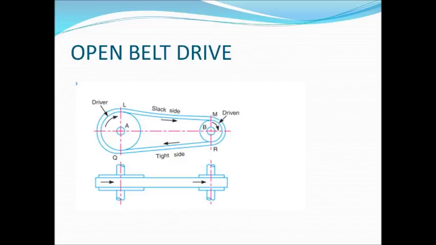Now we have the open belt drive. As you can see in the diagram, we have the driver and the driven. The top is always the slack side and the down is the tight side. What you need to know about the open belt drive is if the driver is going clockwise, the driven also goes in the same direction, which is clockwise. If the driver goes anti-clockwise, the driven as well goes in the anti-clockwise direction. And power is being transmitted, as you can see, by the belt from one pulley to the other.